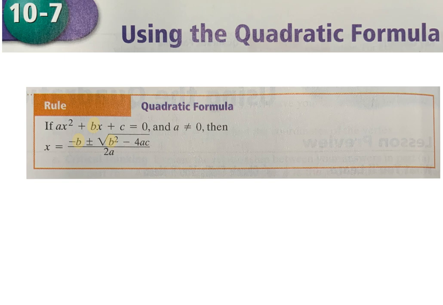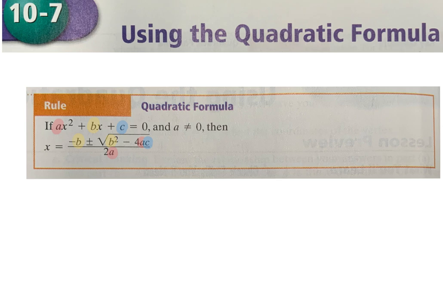Minus 4, it's always a 4 there, times AC. You're going to take your A and your C and plug those in accordingly. And then all over the whole thing, that numerator, over 2 times a. You're going to plug a in right there. That is the quadratic formula. You have to memorize that formula because you will use it to solve.